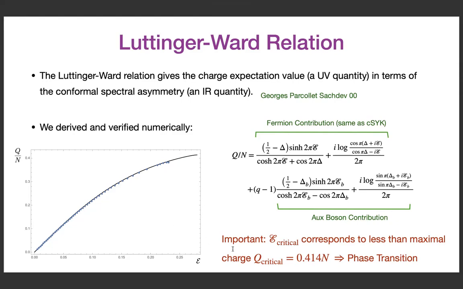But the important lesson from this is that this critical spectral asymmetry that we computed, to make sure that it corresponds to a phase transition, we want to check that it corresponds to a non-maximal charge. There is a maximal charge that is N over 2, because, well, in the Hilbert space, you cannot act with the fermions more than once, right?